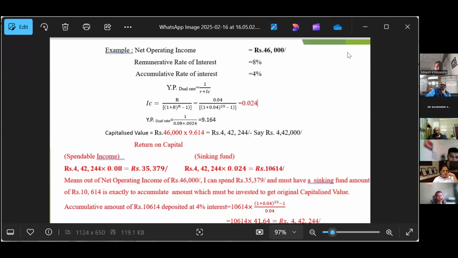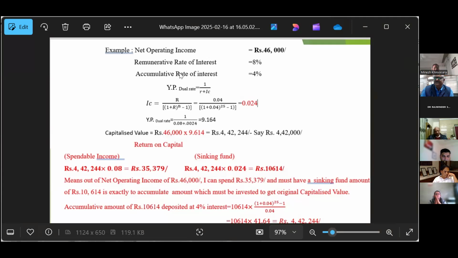Here, sir, someone has asked how this dual rate works. So basically, let us suppose net operating income is 46,000, remunerative rate is 8%, and accumulative rate is 4%. Why is it different? Why is it taken? See here. Vipin Gupta sir, this is the answer to your question, sir.